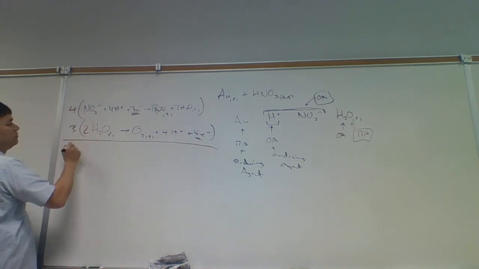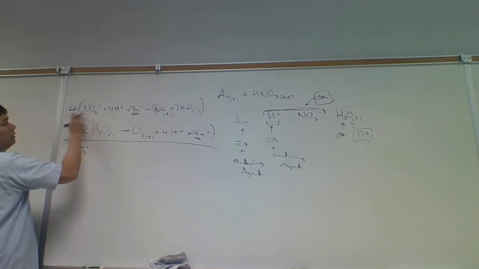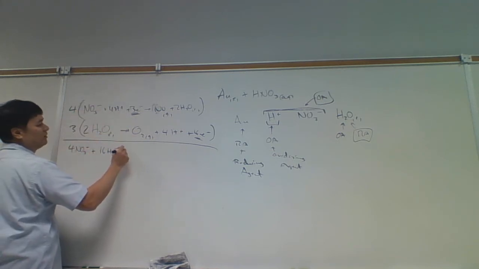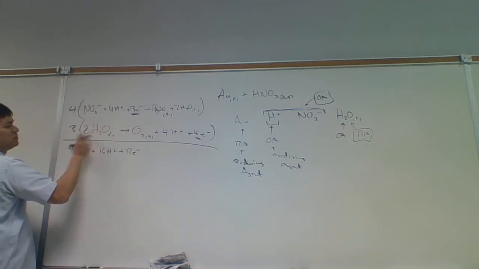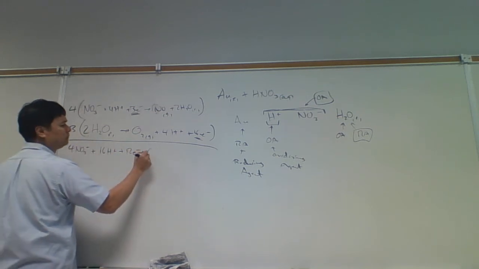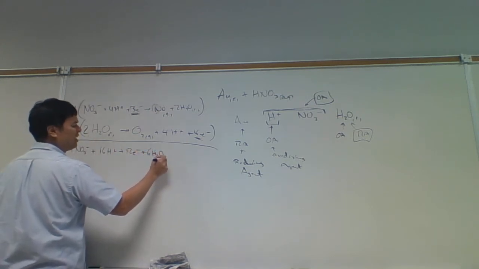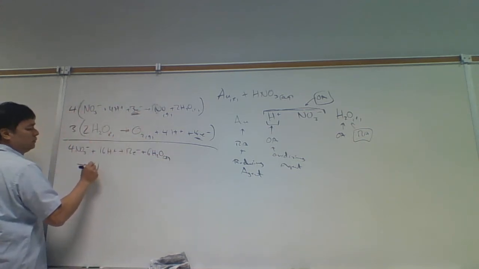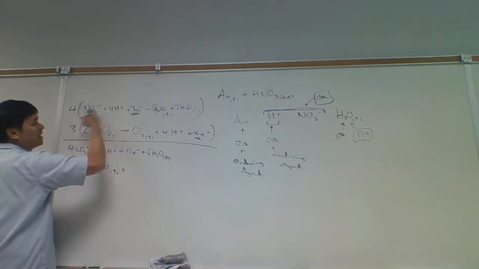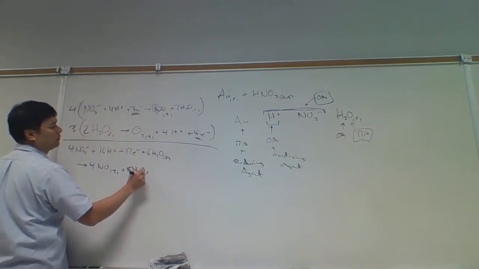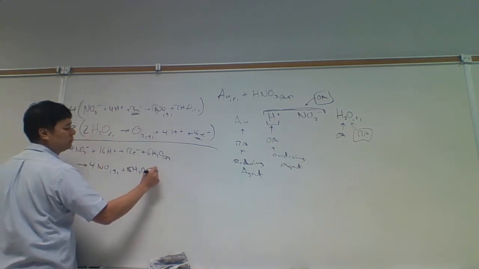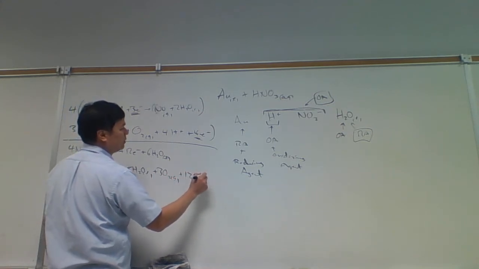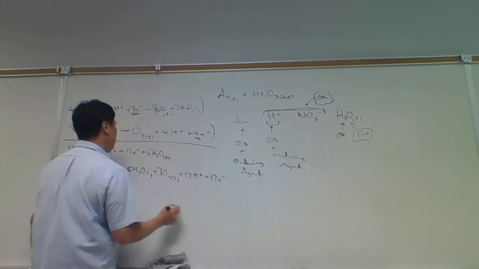And so when I do this, I got 4 nitrates. 4 times 4 is 16 H plus. 4 times 3 is 12 electrons. And then I got to add these reactants as well, 6 waters. And so that takes care of all the reactants. And then let's go to the products. The products are going to be 4NO gas plus 8H2O liquid plus 3O2 gas plus 12H plus 12 electrons. And then we simplify.